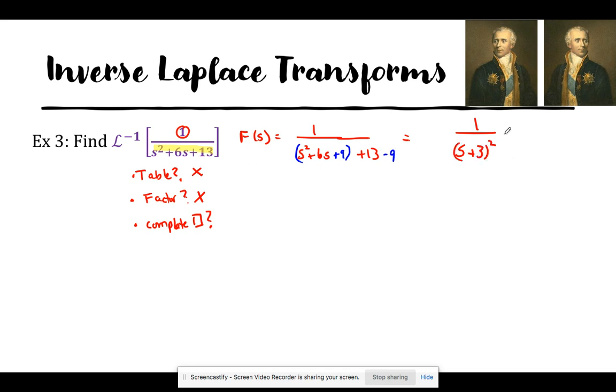Plus what? Plus 4. Okay, this is now F of s. So I did this. Now go back and look at your table. Do you see anything that has a perfect square trinomial with a plus in it and then followed by a plus something else?